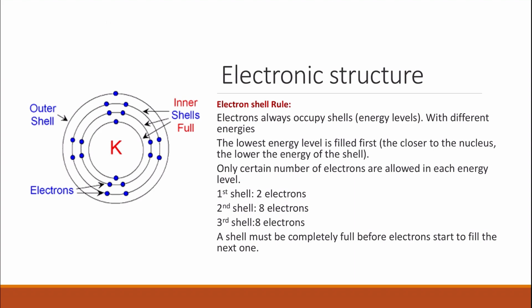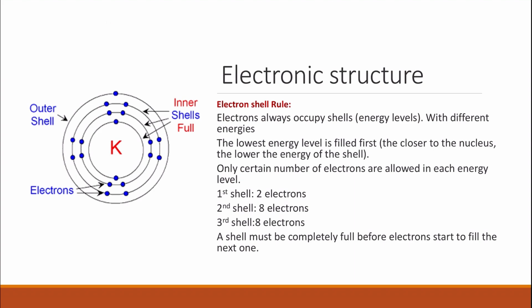The electronic structure. To find the electronic structure or electronic configuration of any element, you can apply the electron shell rule. The electron shell rule states that the electrons will always occupy shells, and these shells will increase in energy as you go further away from the nucleus. Each electron shell has a maximum capacity of electrons, and you have to fill the electron shell with lower energy first before you move on to the next one.